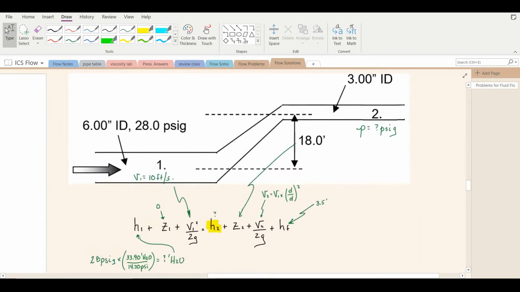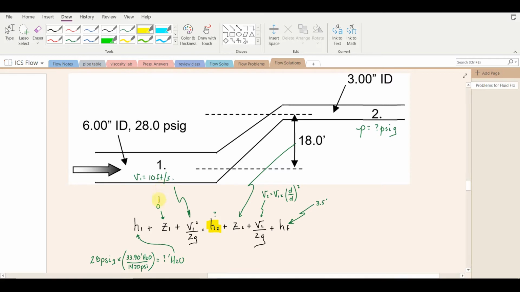So Bernoulli's equation is the pressure at point 1 plus the elevation at point 1 plus the kinetic energy at point 1 is equal to the pressure at point 2 plus the elevation at point 2 plus kinetic energy at point 2. And we are given a head loss due to friction. We're given 3.5 feet. We're not involving a pump term, so that's not here.